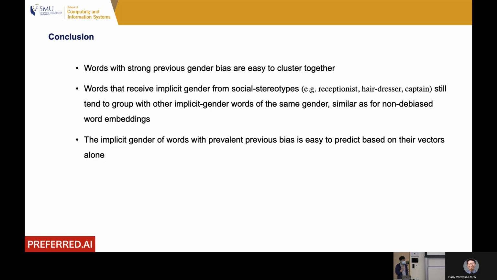And finally, there are some conclusions about this paper. The first is that words with a strong gender bias are still easy to cluster after debiasing. Words with gender from social stereotypes, like receptionist, hairdresser, captain, etc., tend to group with other implicitly gendered words, like in the professions diagram you saw before. The last is that implicitly gendered words are very easy to predict based on the vector alone.